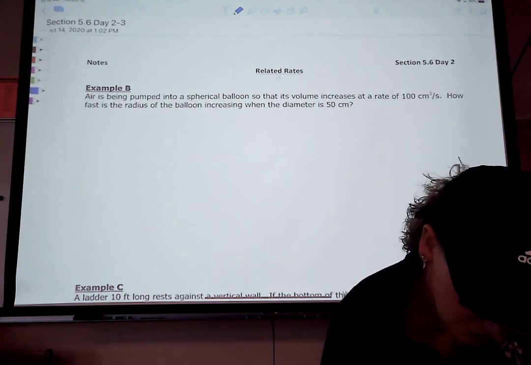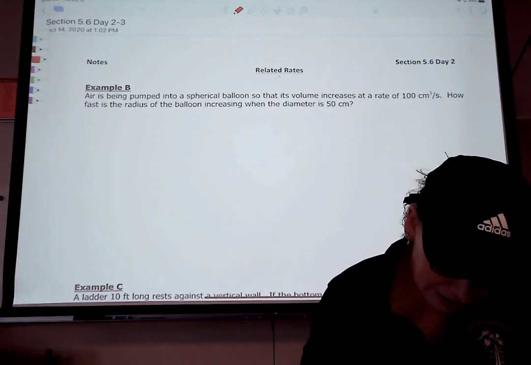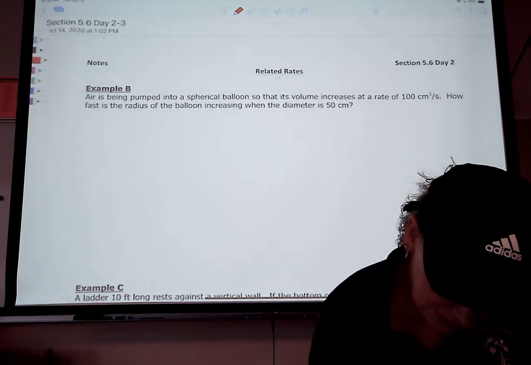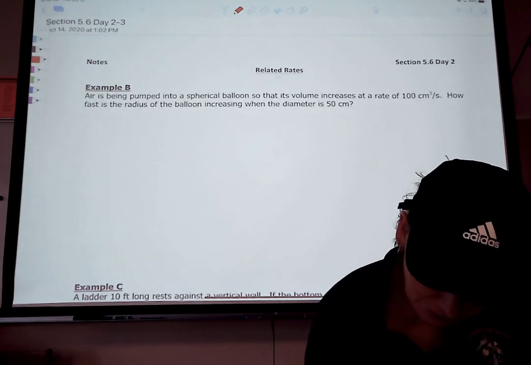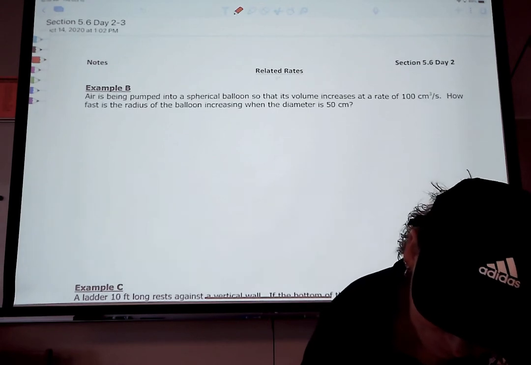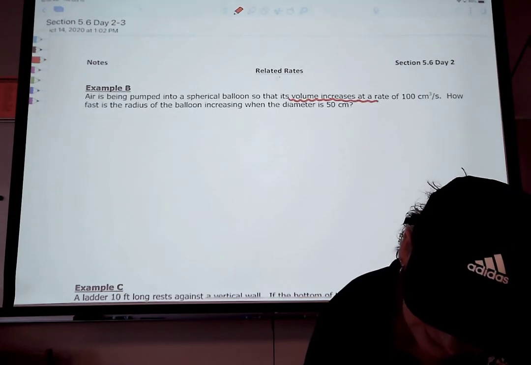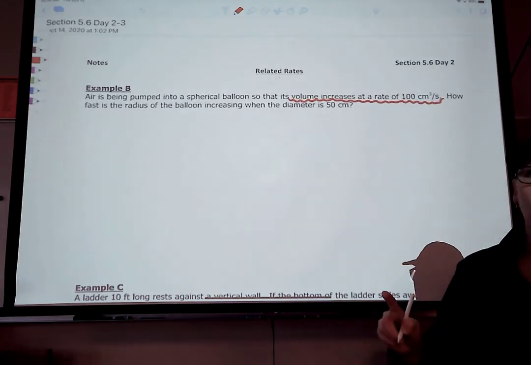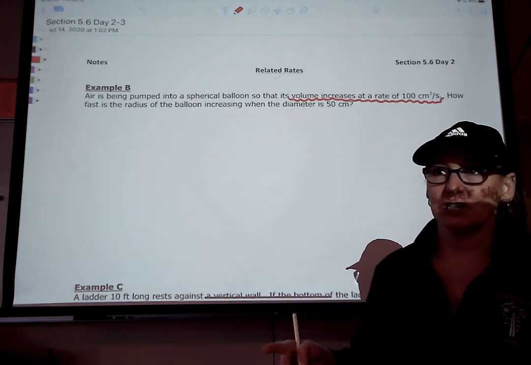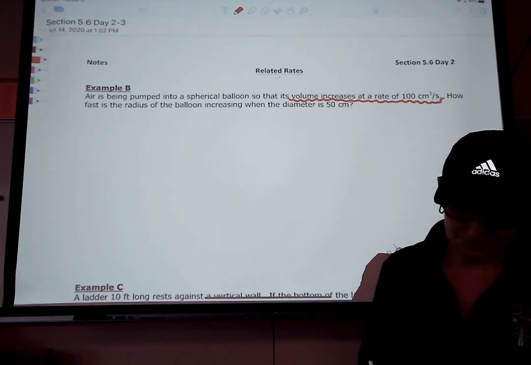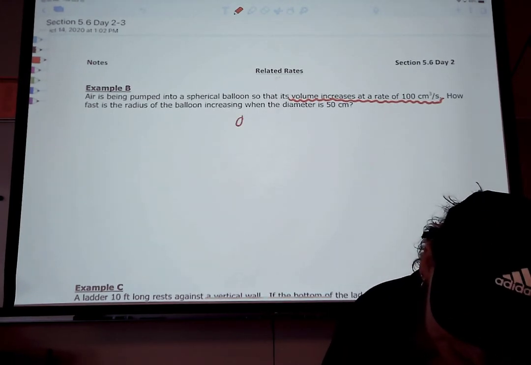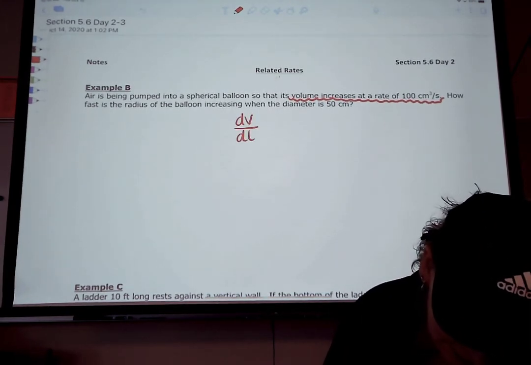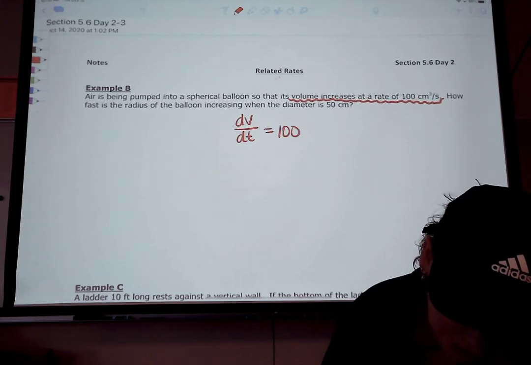We are going to start taking wordy to mathy. So we've got air being pumped into a spherical balloon. The volume increases at a rate of 100. Volume, rate of change, 100. So I'm going to write dV/dt equals 100.